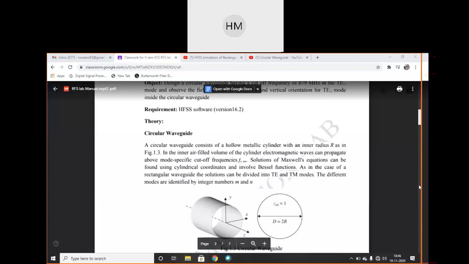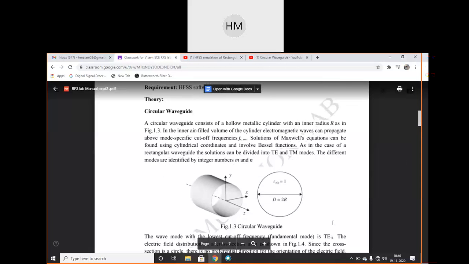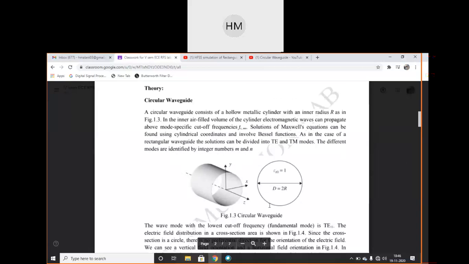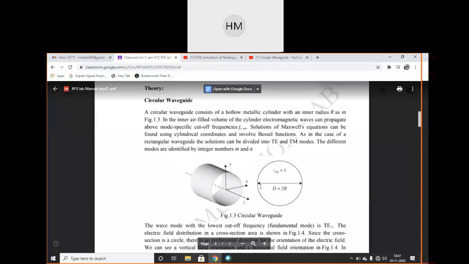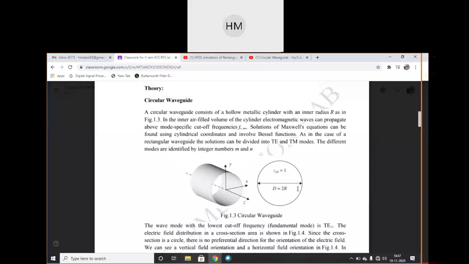So we can see the designing is the same. The outputs are similar to your rectangular waveguide. The same way we have to follow, but just the formulas are changed a little bit as it's circular in shape and that was rectangular in shape. So in this figure you can see circular waveguide, x, y, z, 3 coordinate system, diameter is equal to 2r. You can see that.